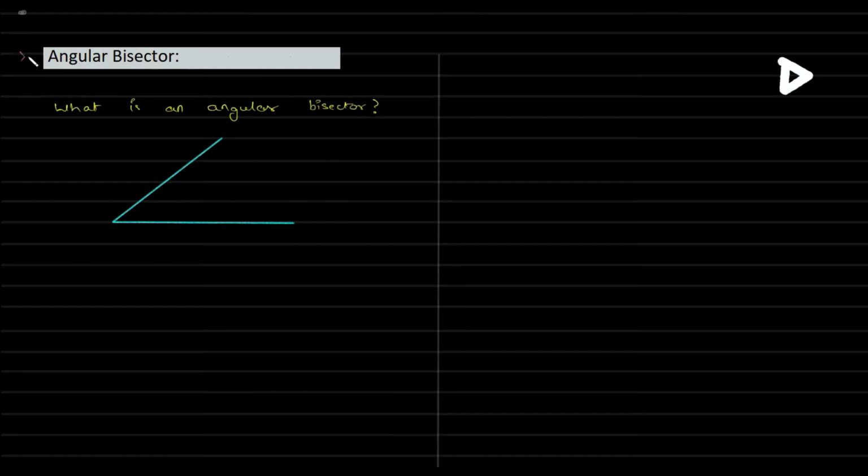Let's look into angular bisector. How do we get an angular bisector? By using your protractor, compass, pencil, scale and all of this. So first thing, what is an angular bisector?